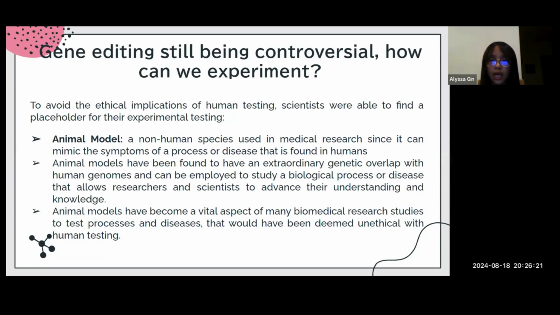And they've been found to have an extraordinary genetic overlap with human genomes and can be employed to study a biological process or disease, which allows researchers and scientists to advance their understanding and knowledge. And they became a vital aspect of many biomedical research studies to test processes and diseases that would have been deemed unethical with human testing.